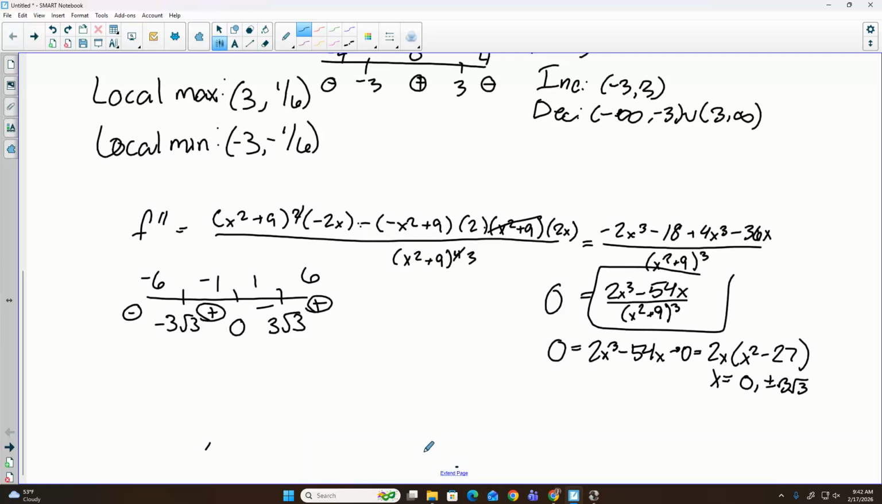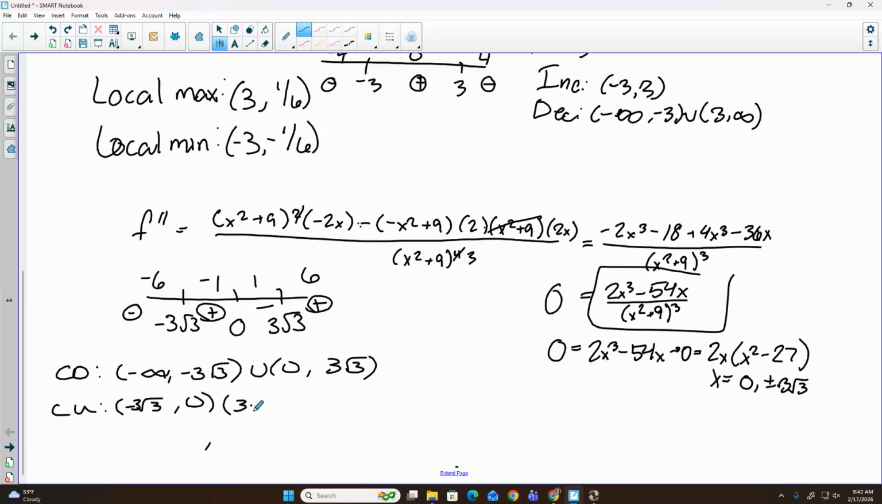So when we do that, we see it's concave down from negative infinity to negative 3 radical 3, and from 0 to 3 radical 3, and concave up from negative 3 radical 3 to 0, and 3 radical 3 to infinity. We will graph this one together at the beginning of class tomorrow.